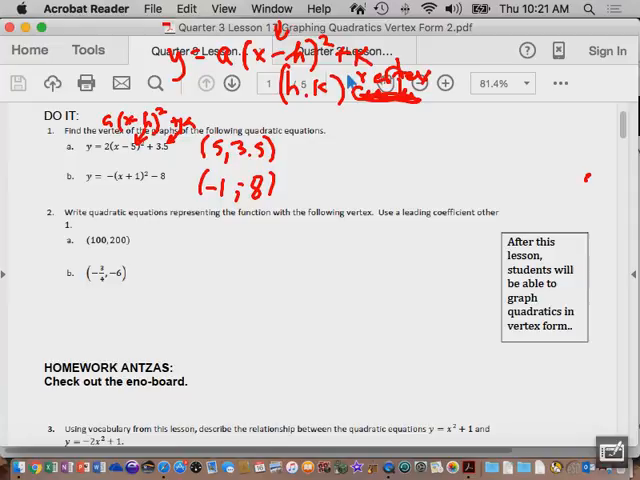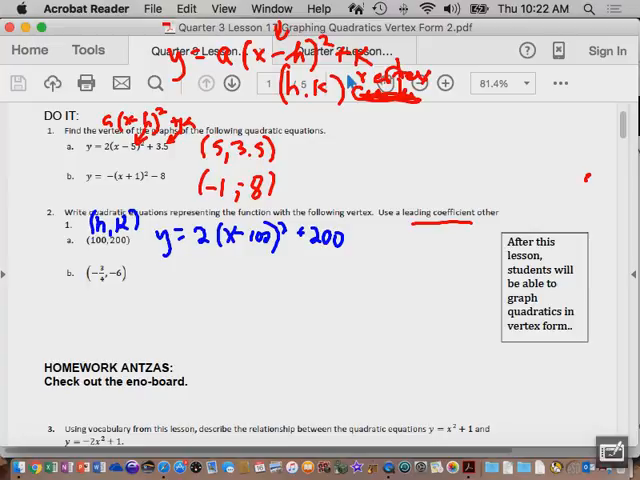Okay, next up, writing an equation, and it says use a lead coefficient other than 1. The lead coefficient just means the number in front, like leading a racer in front. There's lots of different answers, but I'm going to go with y equals 2 times x minus 100 squared plus 200. What you should notice here is the coordinates h, k. H is 100, and it's always reversed, so minus 100, and k is 200.